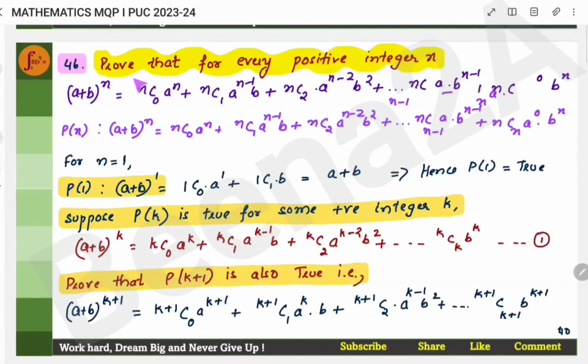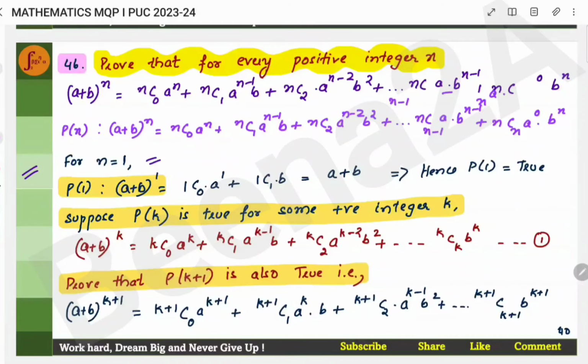Now next problem: prove the binomial theorem for every positive integer. You have to prove that (a + b) to the power n is this entire expansion. So you'll use mathematical induction here. In mathematical induction, first you'll take n is equal to 1.